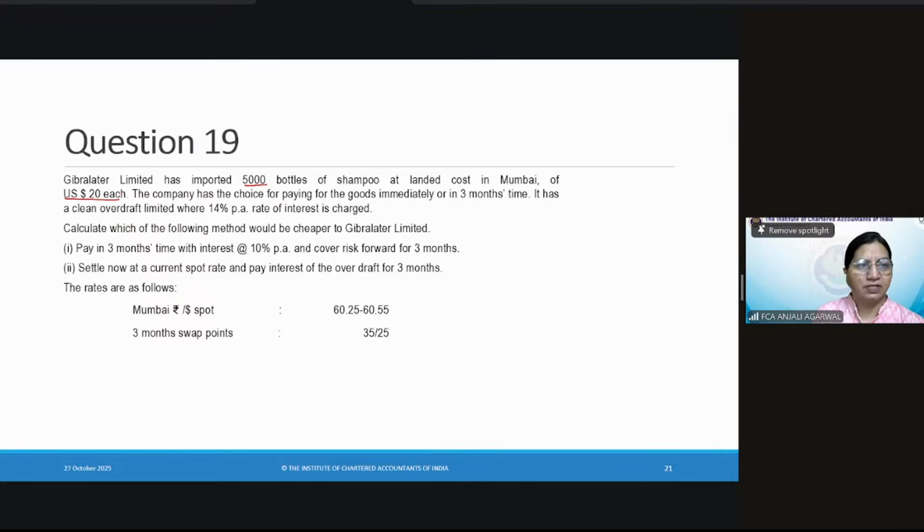So the invoicing is in US dollars. You have a choice to make the payment. So firstly, you have to make the calculation. The company has a choice of paying for the goods immediately. So if you make a payment immediately, or in 3 months' time. So you may make the payment immediately. How much is the invoice amount?